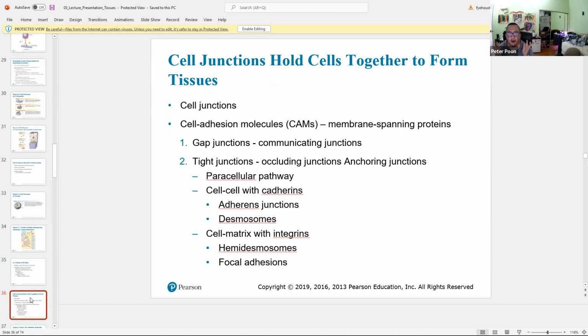Okay. Cell junctions hold cells together to form tissue. This is especially true of epithelium. Epithelium and the other cell types all have cell junctions. Epithelium just has more, especially in the first group, the cell adhesion molecules. Okay. So gap junctions, tight junctions.